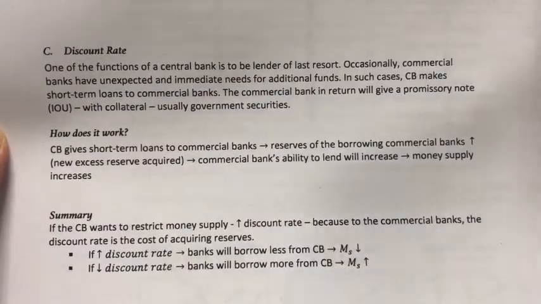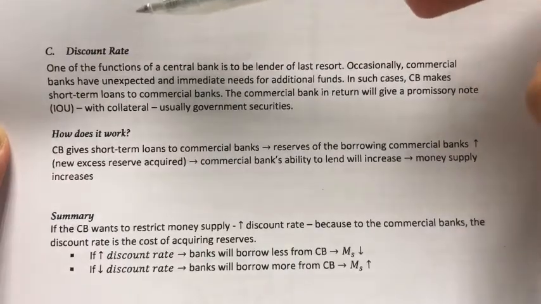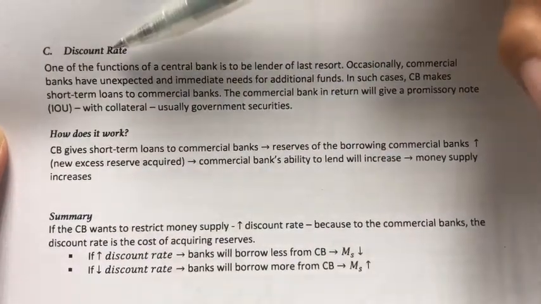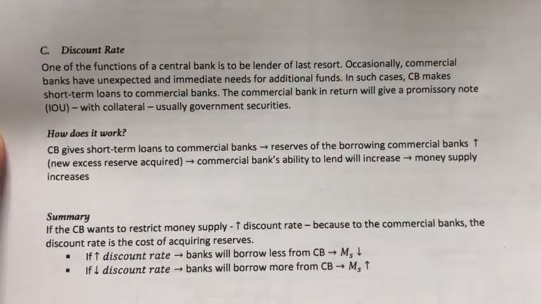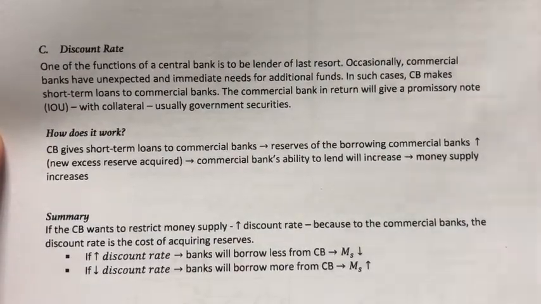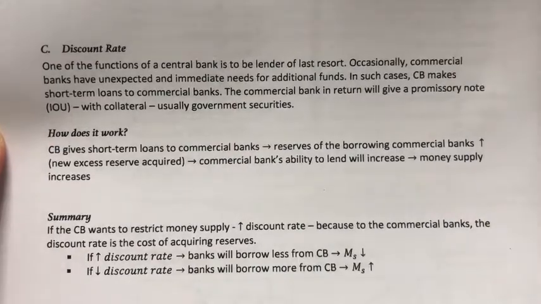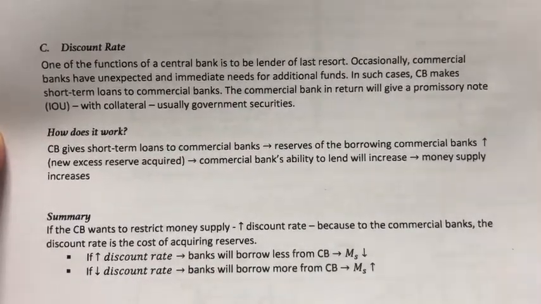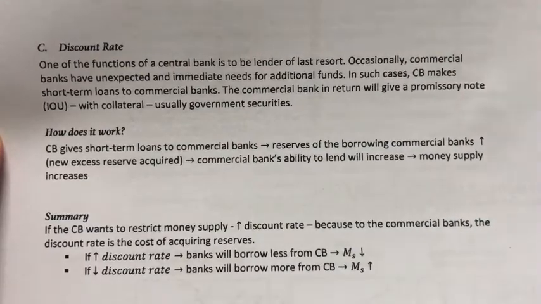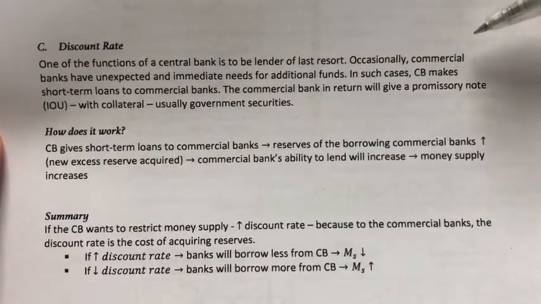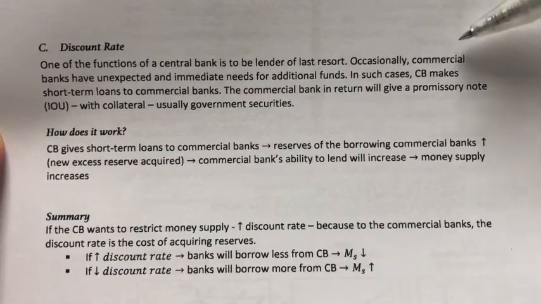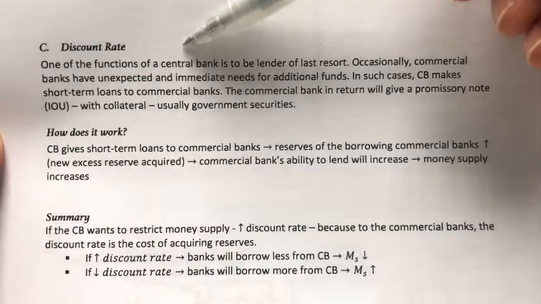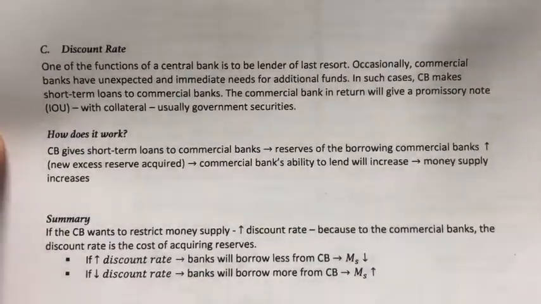And finally, let's look at the third tool of monetary policy, which is discount rate. Before we go into the details, you need to know what discount rate is first. One of the functions of the central bank is to be the lender of last resort to the commercial banks. Sometimes the commercial banks may face some sort of problems where they need money. So it's not just us people who need money. Sometimes the commercial banks need money as well. So where can the commercial banks get money? They can borrow from the central bank. That's what it means by the central bank being the lender of last resort.